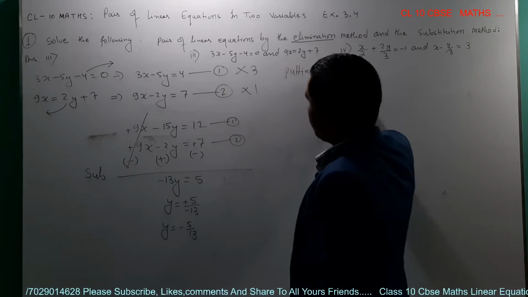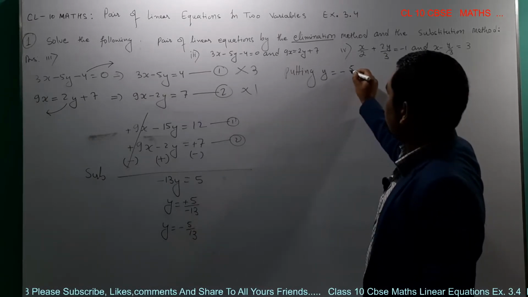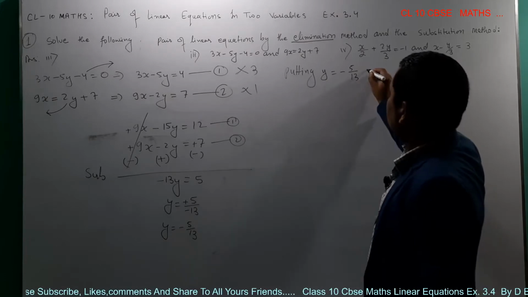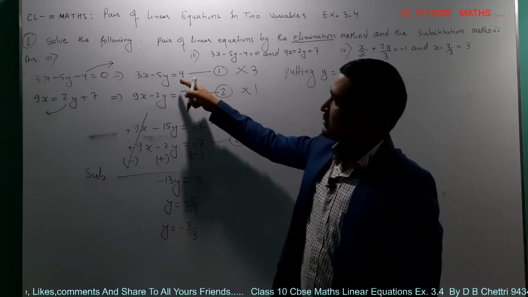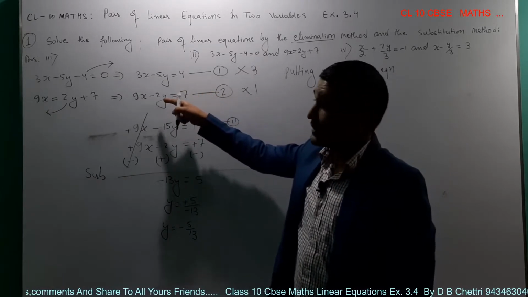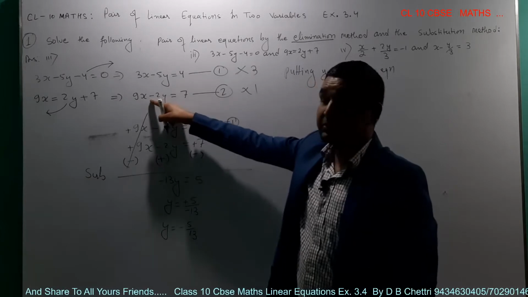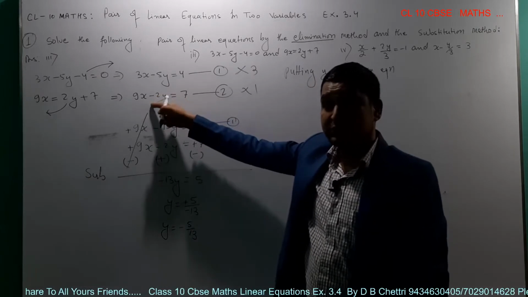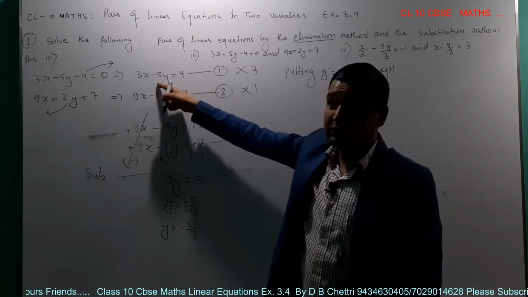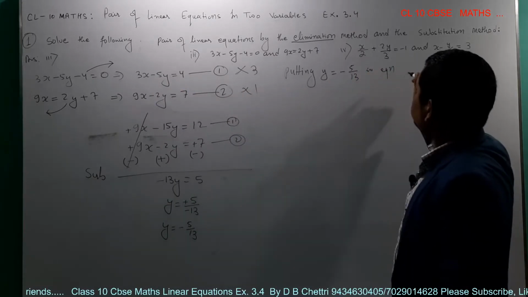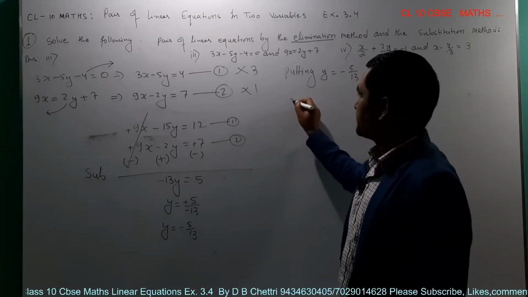Now putting y equals, how much did we get? y equals minus 5 upon 13. In which equation are we going to substitute? Equation 1 or 2 are both the same. If you think substituting in equation 2 is easy, you can substitute there. If you think substituting in equation 1 is easy, you can substitute there. Okay, I am going to take equation 1. Let me copy equation 1 first.